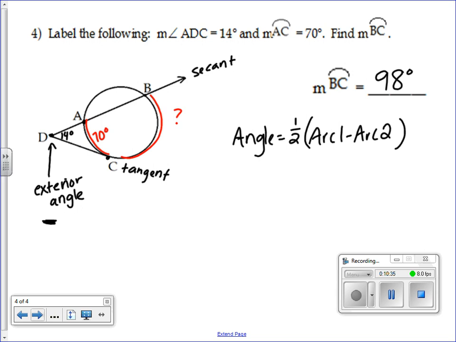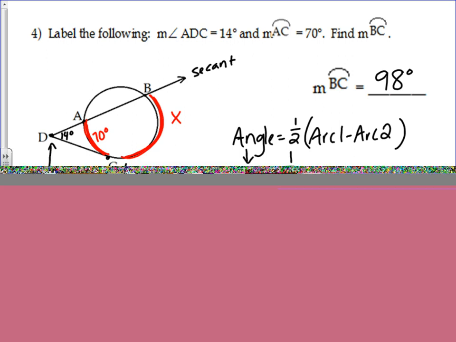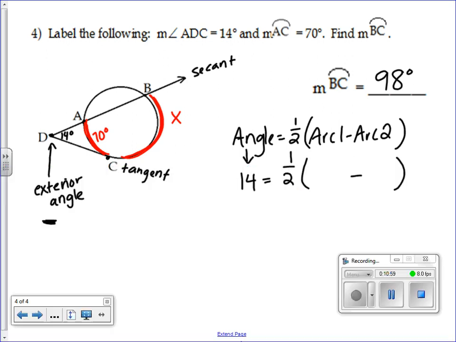You have to ask yourself, what two arcs does the angle open up to? Or basically, what arcs are inside the angle? Well, definitely this 70-degree arc, and then also BC is the other arc. Since that's our unknown, let's call that x. Now we're just going to plug in what we know. The angle is 14. Drop down the 1/2. I'm going to subtract the arcs. Always take the bigger arc first. So visually looking at the picture, x is the bigger arc, 70 is the smaller arc.